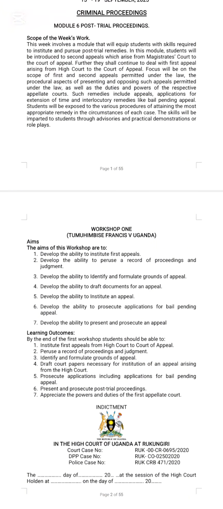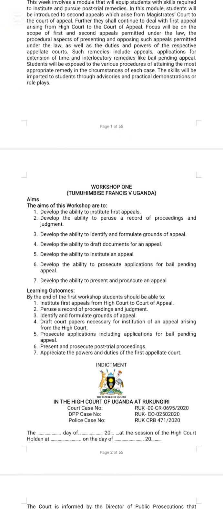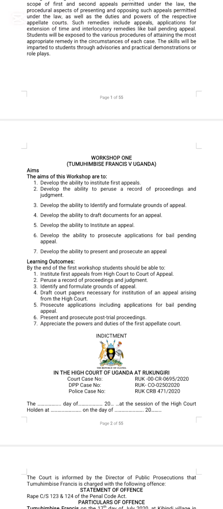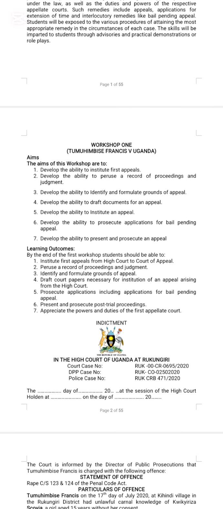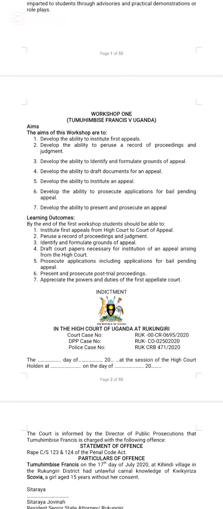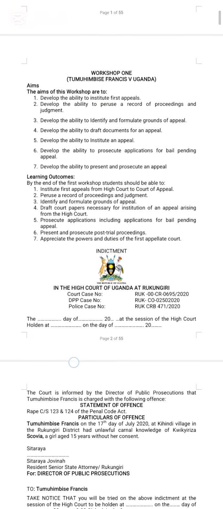Here we shall look at how you apply for bail pending appeal. Under the law you must lodge a notice of appeal within 14 days. If the 14 days have elapsed, then you seek leave to file a notice of appeal out of time. The documents we have here will always be the notice of appeal together with the memorandum of appeal, which contains the grounds of appeal.